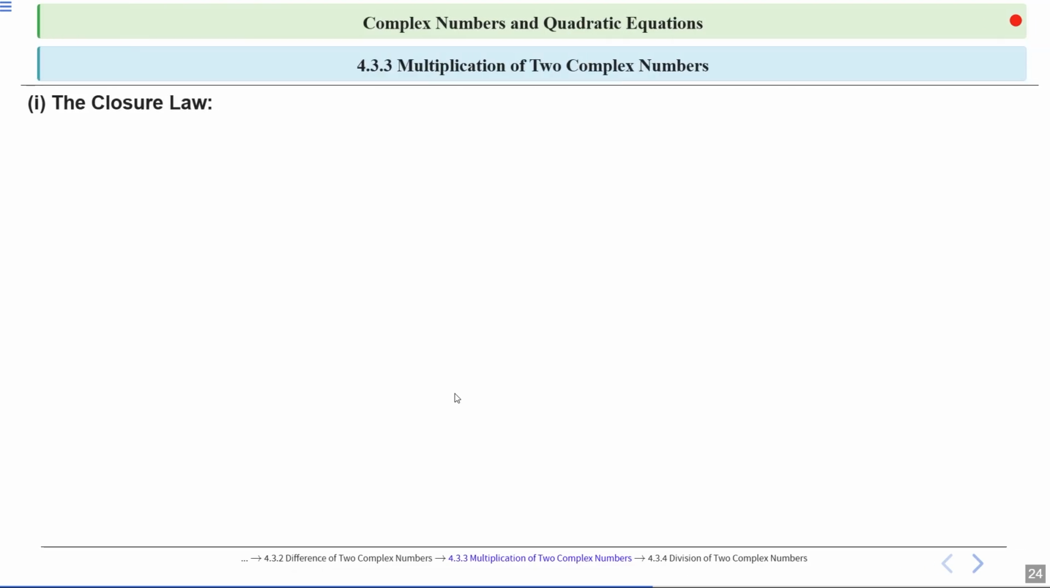So let's start by looking at one of the fundamental properties of complex numbers, the closure law. So this law is important because it helps us understand what happens when we multiply two complex numbers together. So the product of two complex numbers is a complex number.